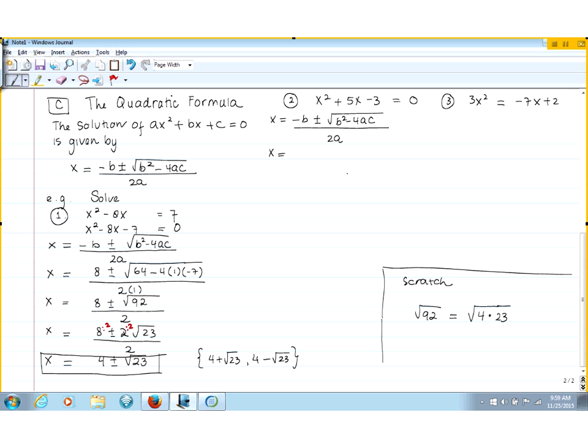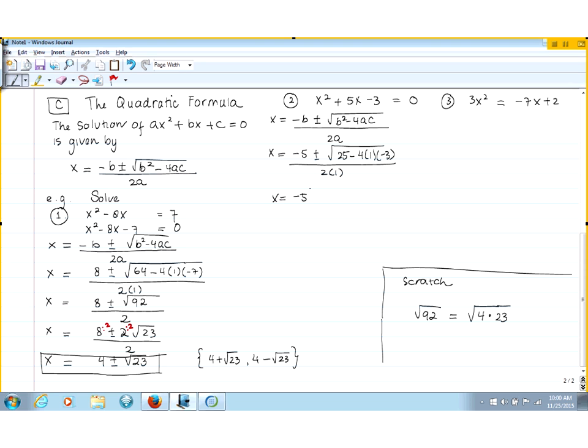Negative b plus or minus? So what will this be? Negative 5 plus or minus square root of 25 minus 4 times 1 times negative 3, good, divided by 2 times 1. Yes.